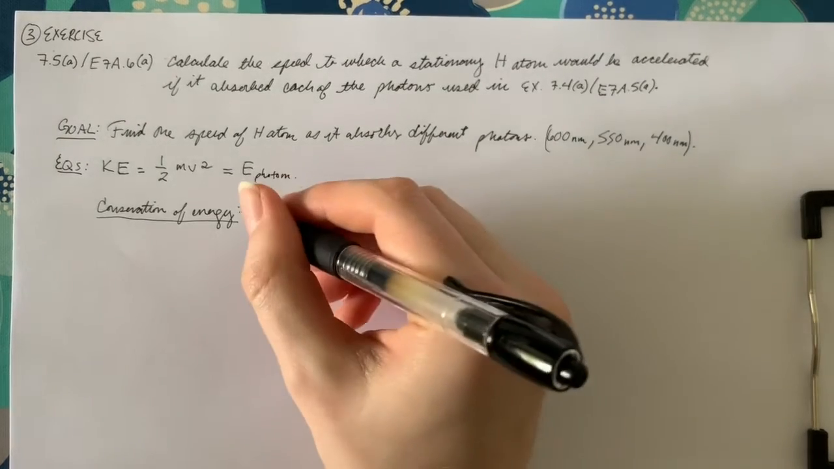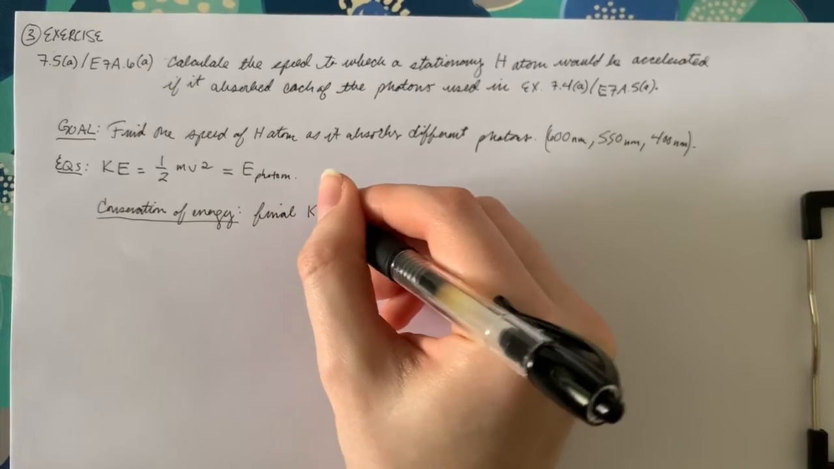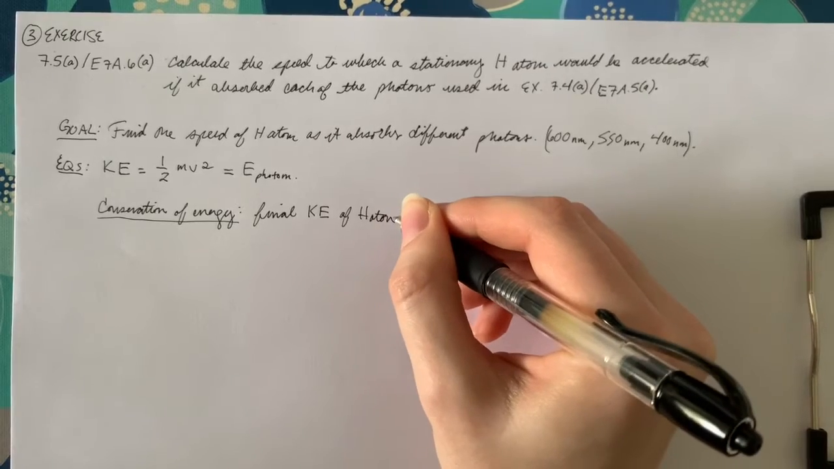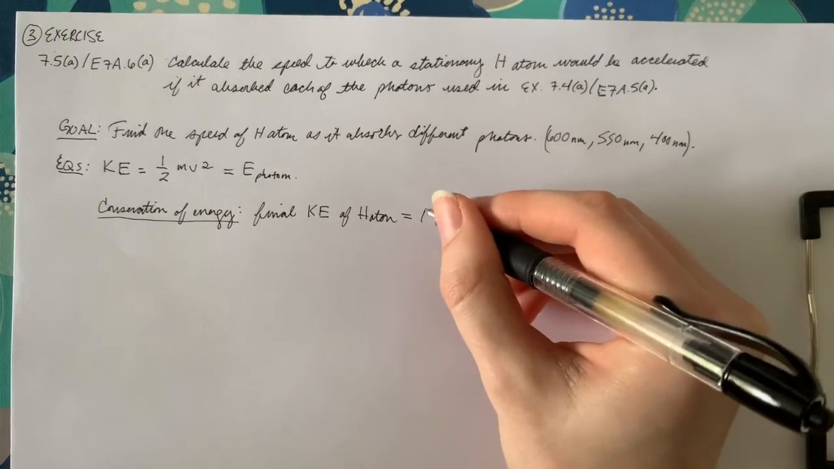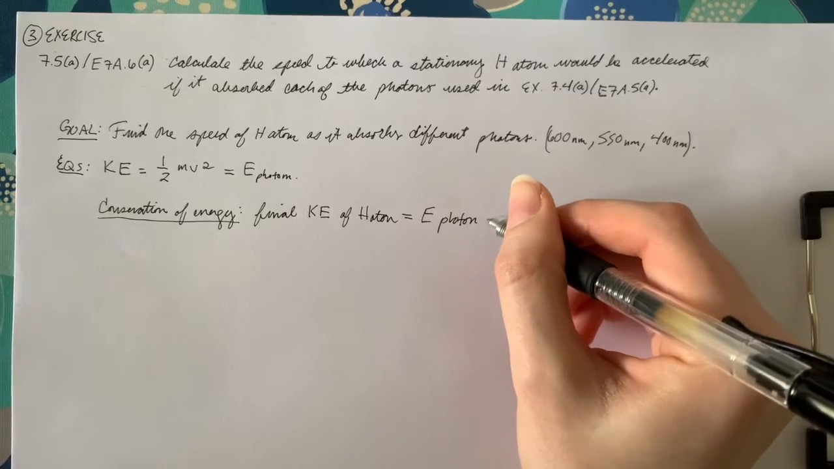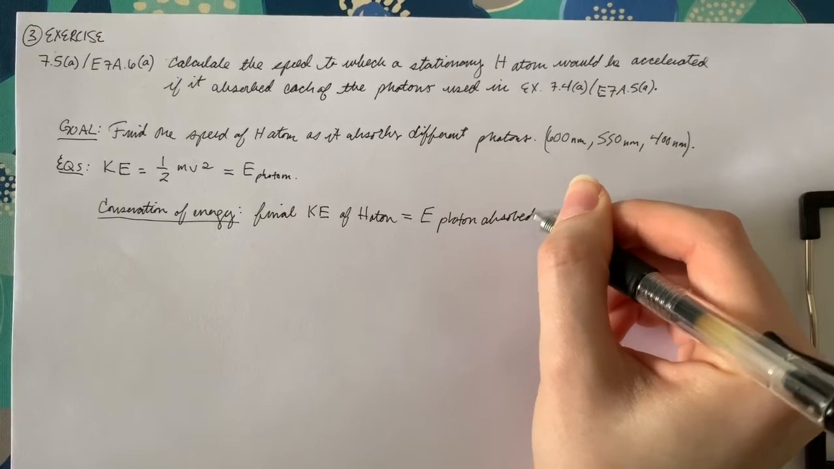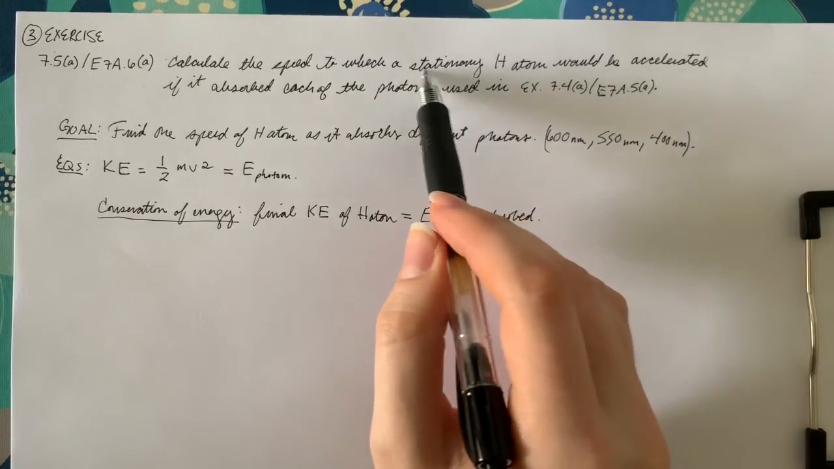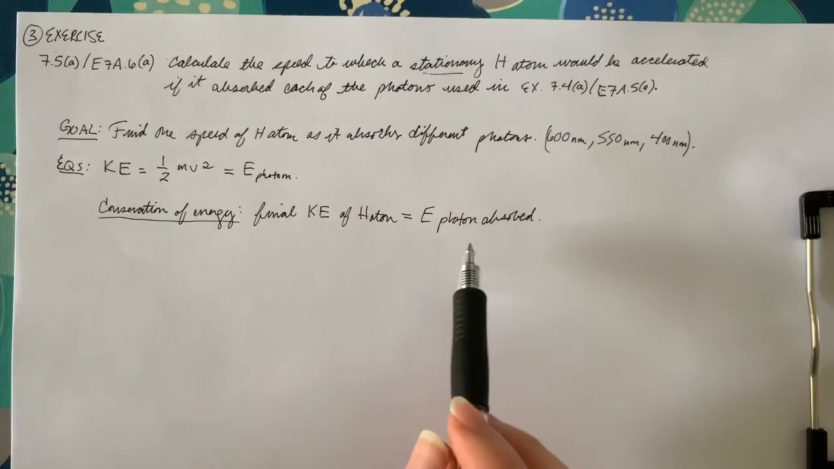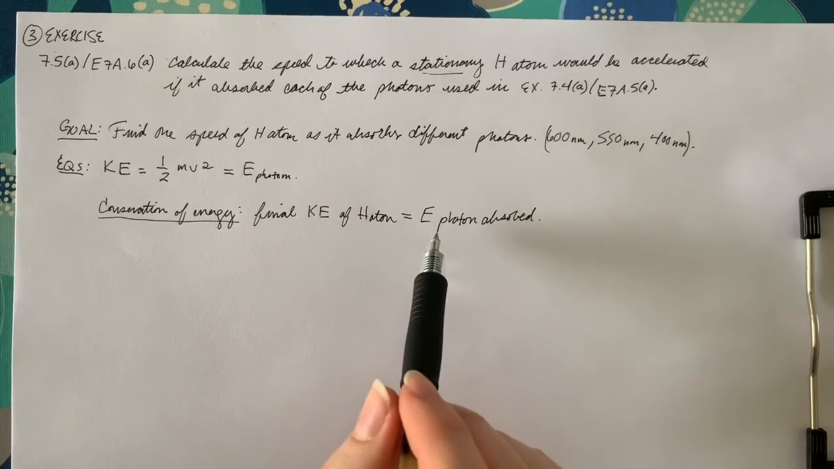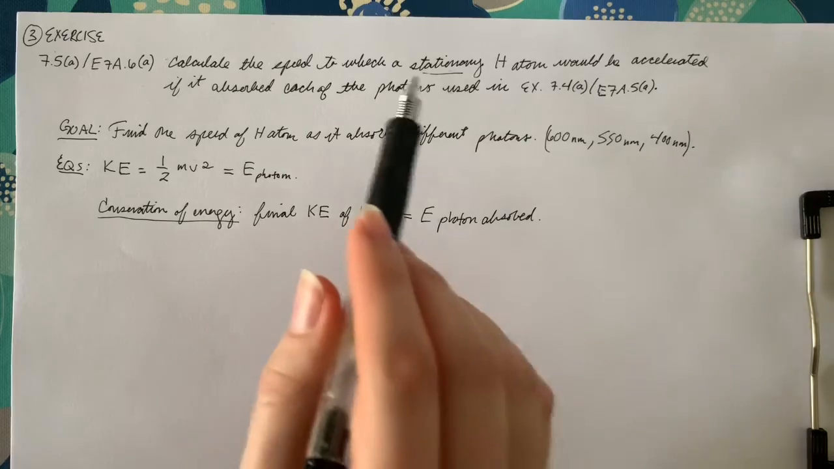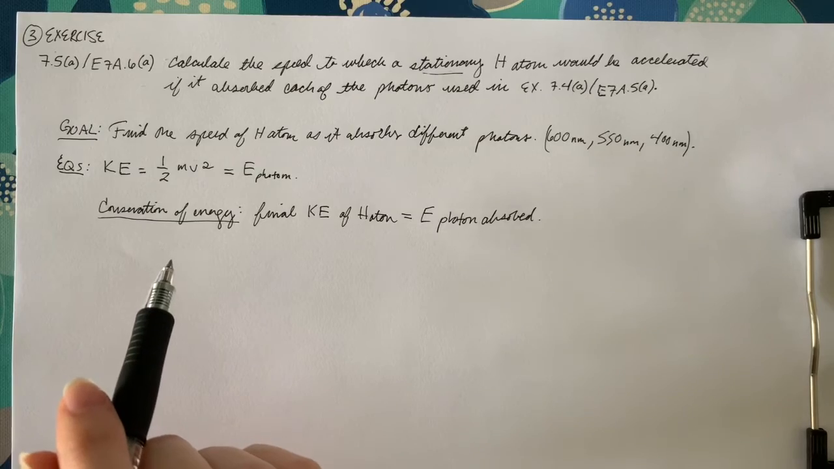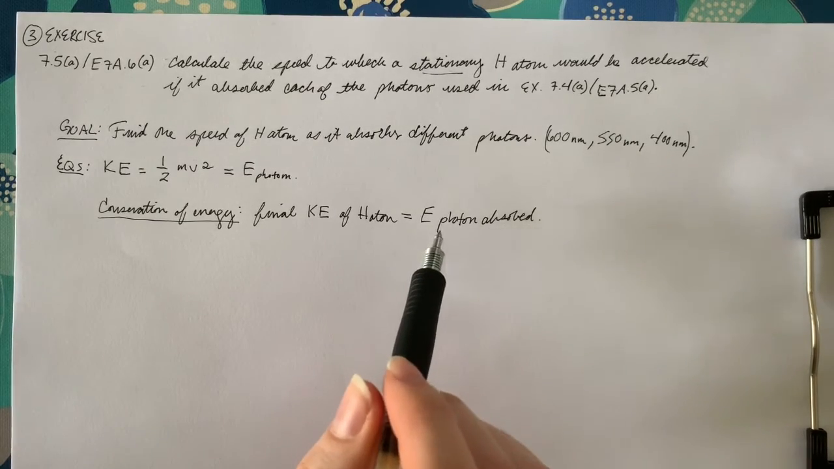So we have final kinetic energy of H atom equals E photon absorbed, which makes sense when you think about it, because we assume in the problem it's a stationary atom. So the only amount of energy that it's absorbing comes directly from the photon. So we're assuming that nothing is lost here, and we can say that these are equal because of that.